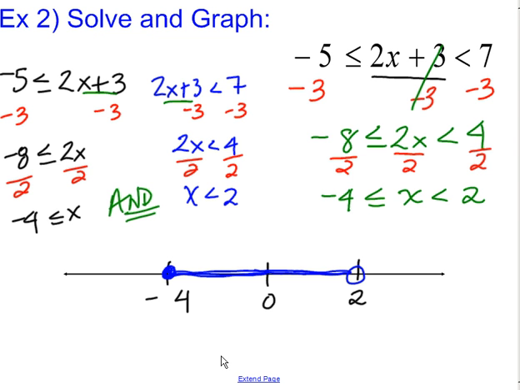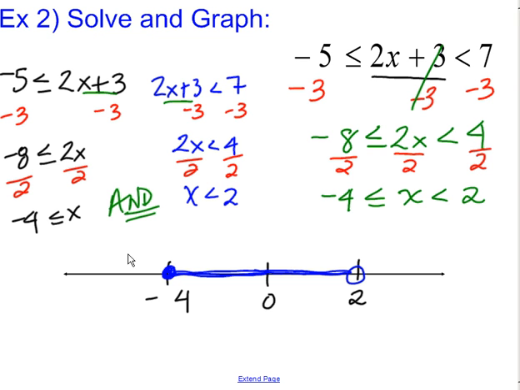Okay? Now, let's talk about checking visually. What number could I use that's between negative 4 and 2 to see if this really works? 0. Good. So let's plug 0 in there. So 2 times 0 is 0. 0 plus 3. So it's negative 5 less than or equal to 3, and is that less than 7? Sure it is. You can test numbers like 4, like pick the number 4 and see if it works. 4 times 2 is 8. 8 plus 3 is 11. If I put 11 in the middle there, is that going to make it true? No, it makes it false. It may be greater than negative 5, but 11 is not less than 7.